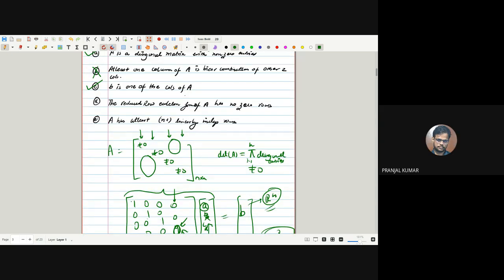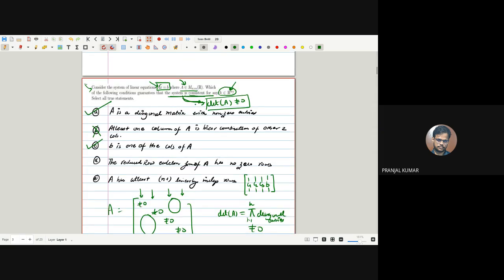Suppose I have C1, C2. Can you tell me the unique solution if B was one of the columns? Suppose this B is the fourth column. So what will be the solution? What will be X? This is an extra question. Would it be 0, 0, 0, 1? Is this the solution in that case, if B is one of the columns of A? This is a good question they can ask.